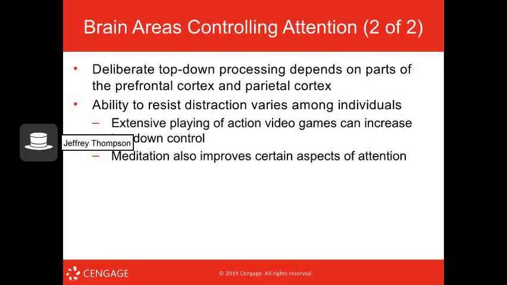Deliberate top-down processing is based in the prefrontal cortex and the parietal cortex. We know that these are responsible for judgment and planning and making sense of lots of sensory information. Our ability to resist distraction varies among individuals. Interestingly enough, people who play lots of action video games can increase their level of top-down control. Meditation also improves certain aspects of attention.